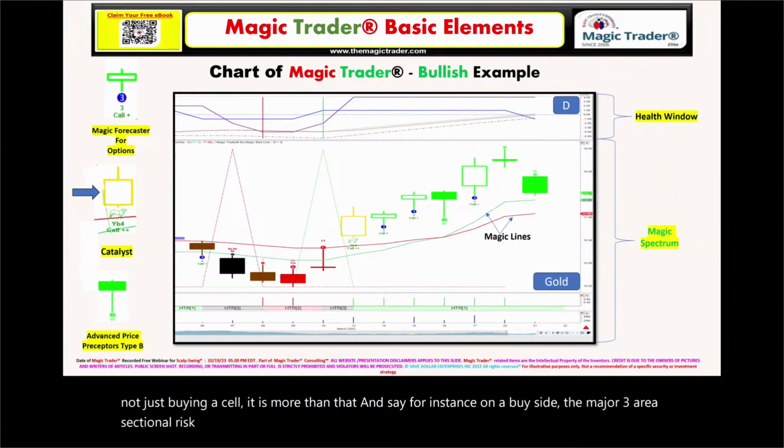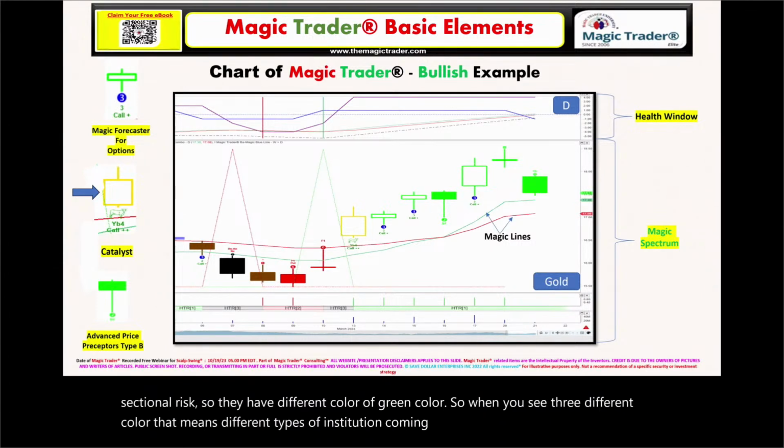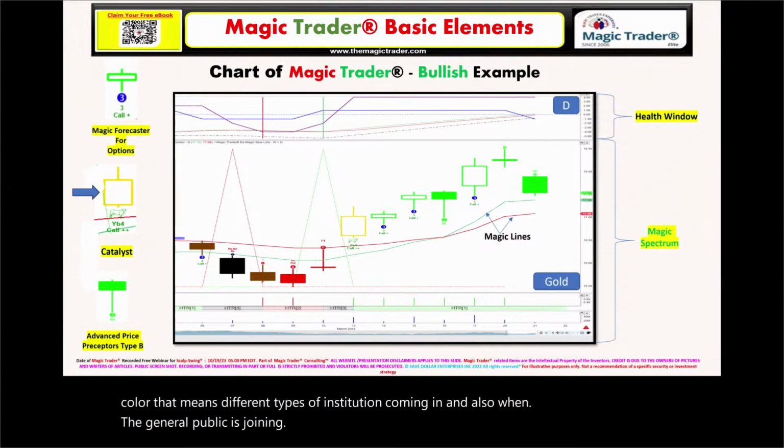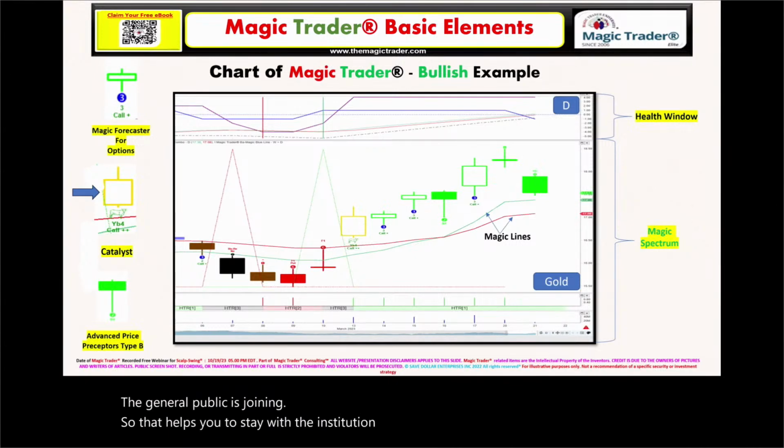So they have a different shade of green. When you see three different colors, that means different types of institutions are coming in, and also when the general public is joining. That helps you stay with the institution, which is very, very important.